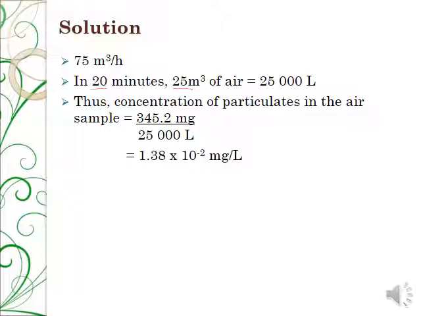So we have to convert this cubic meter to liter first, because the final answer needs to be in milligram per liter. The unit of conversion is 1 cubic meter equivalent to 1000 liter. So therefore 25 cubic meter equivalent to 25,000 liter. So you just substitute this into the formula, you get the answer in milligram per liter for the concentration of particulate in the air sample.